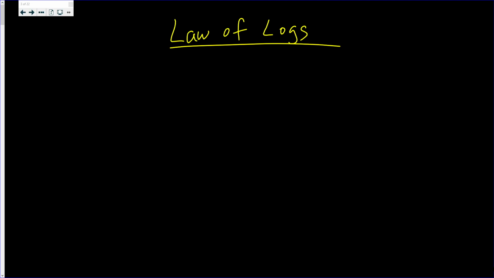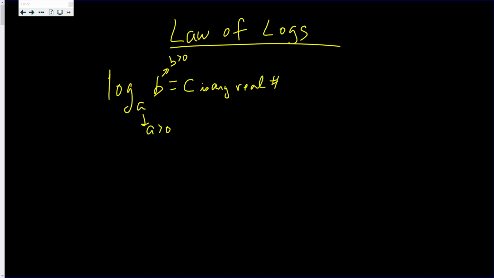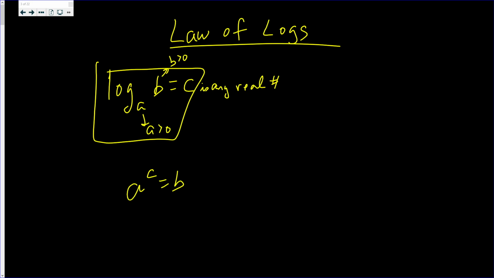We're going to talk about the law of logs, log rules. If you have log base A of B equals C, it must be true that A is bigger than 0, B is bigger than 0, and C is any real number. And the reason is this equation means A to the C equals B.